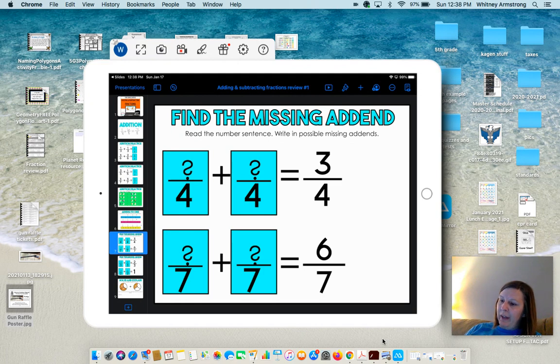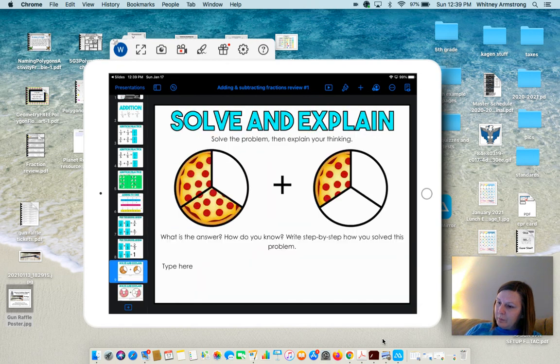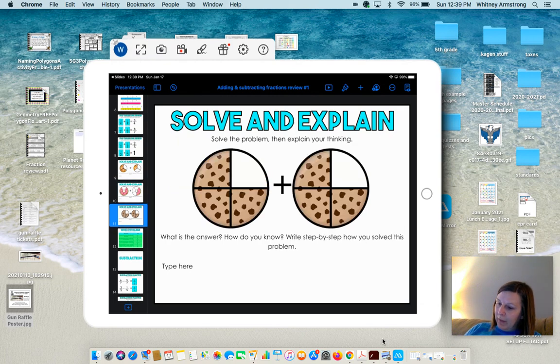This is the same one, except you have to figure out what your numerators are. So if you have a 3 at the end, what could you add together to get 3 on those? Same thing on this one. This is the same way. You're going to look at your pieces, add them together. What's your answer? How do you know it's the answer? And then you're going to write step by step how you solve that problem. Same thing on this one. Same thing on this one. And then these are just word problems that you'll have to figure out.